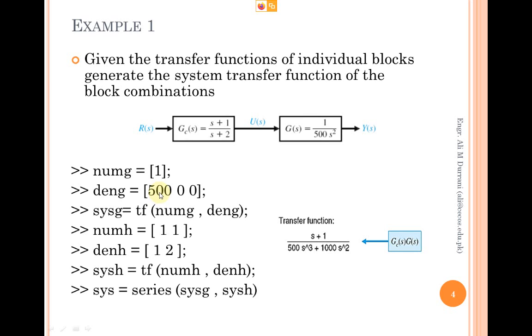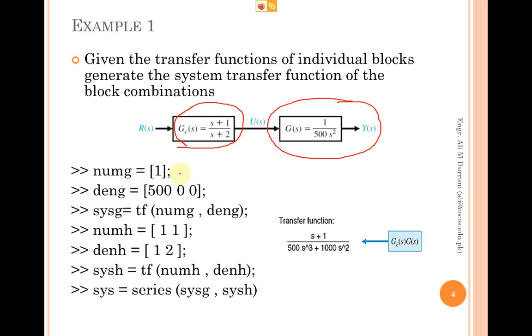As you can see, there are two transfer functions. The first is g of s, which you can also call g1, which has s plus 1 in the numerator and s plus 2 in the denominator, and the other one is g of s, which has 1 in its numerator and 500 s square in its denominator. So you can see the MATLAB code over here.